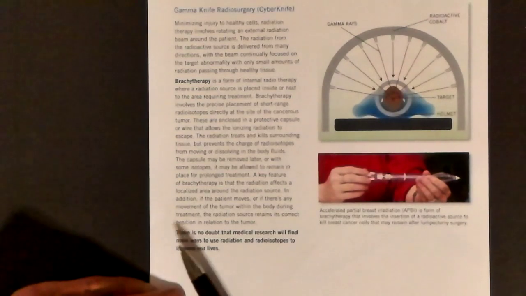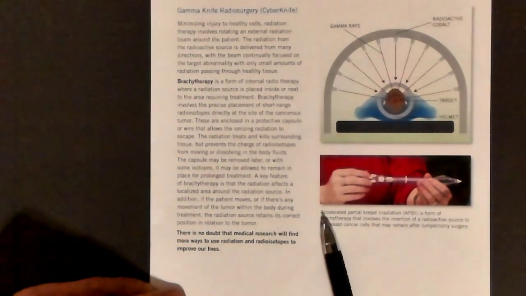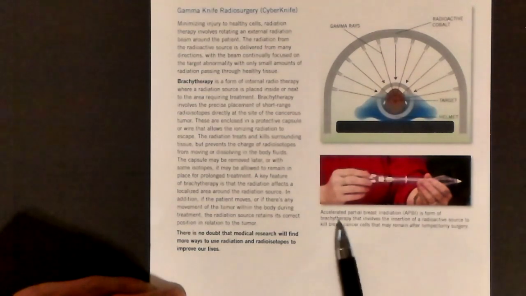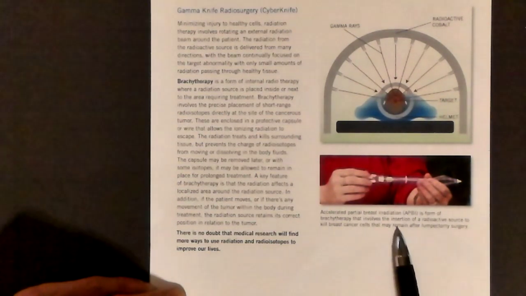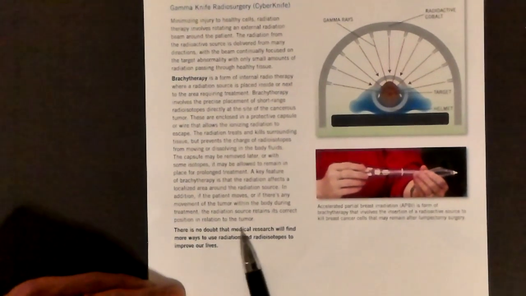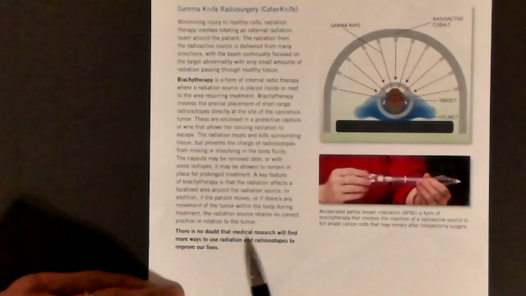Now, they close by saying that, and here's a nice picture of the accelerated partial breast irradiation, which is a form of brachytherapy that involves insertion of a radioactive source to kill breast cancer cells that may remain after lumpectomy surgery. And so they close by saying there is no doubt that medical research will find more clever ways for using radiation and radioisotopes to improve our lives.